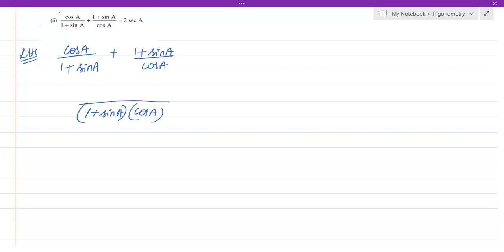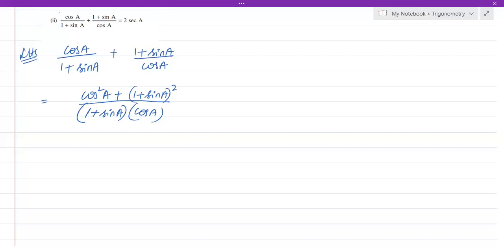So cos A into cos A will become cos square A plus 1 plus sin A. First we multiply the denominators, then crisscross, cos A into cos A. Next thing is 1 plus sin A into 1 plus sin A. So A plus B into A plus B. 1 plus sin A into 1 plus sin A is 1 plus sin A the whole square. Remember, A plus B into A plus B is A plus B the whole square.